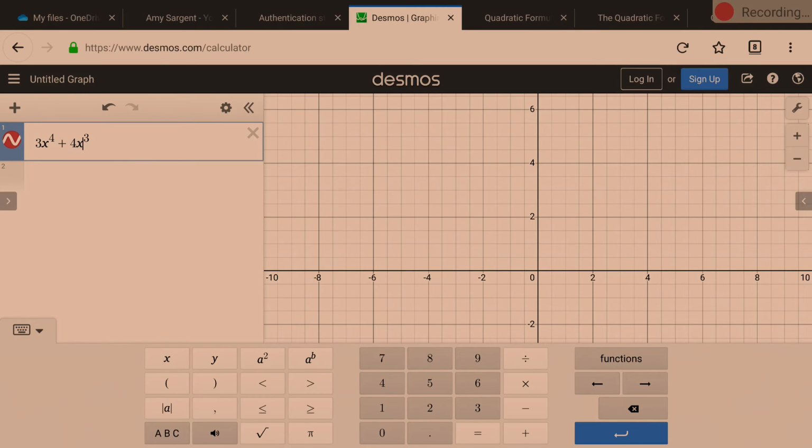Come on. Yes. Why does it have to do this? There we go, graph.